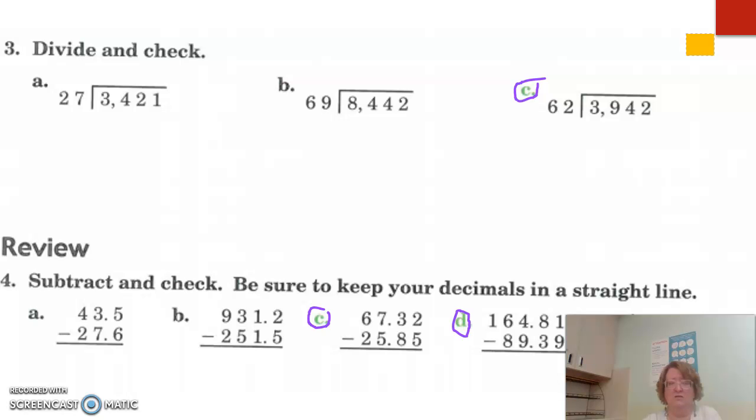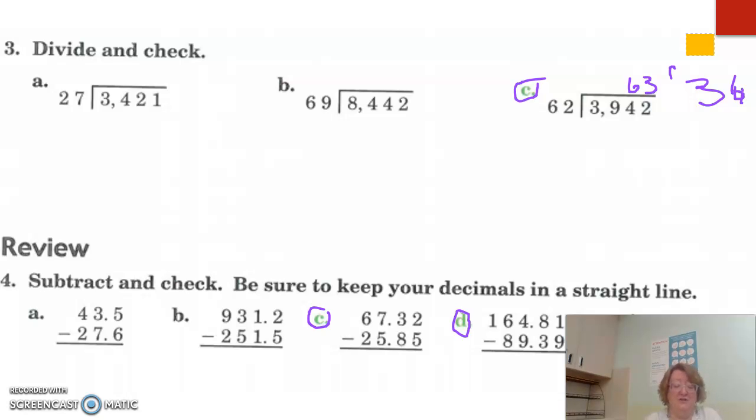The answer for letter C should be 63 with a remainder of 36. So 63, remainder 36. And if you checked your work, that should have come out to be your quotient. 63, remainder 36. Sorry, the 6 is being difficult to draw here. There we go. It's better than nothing.